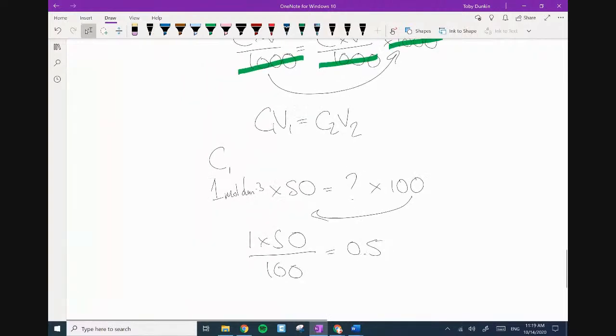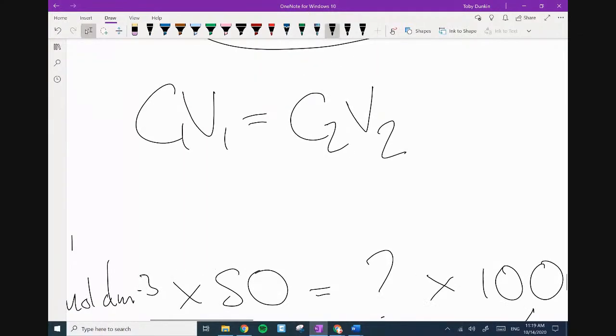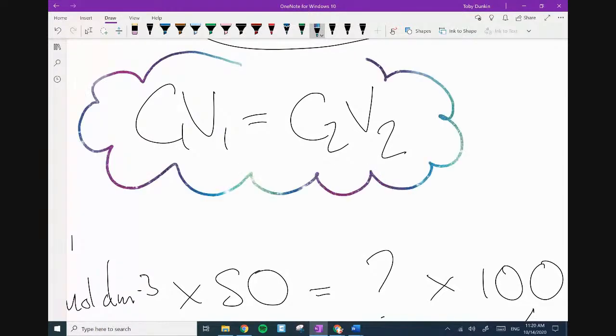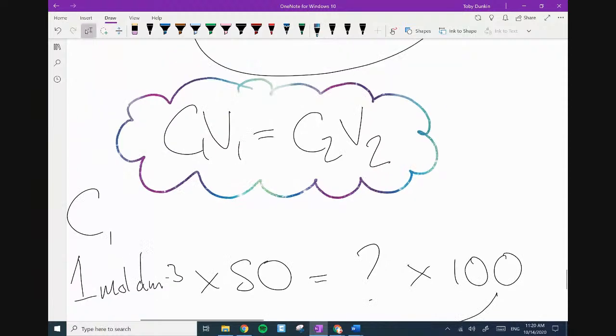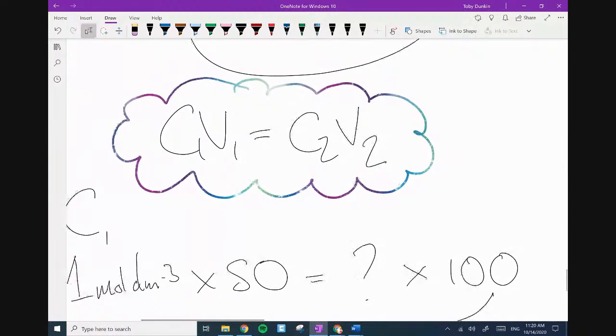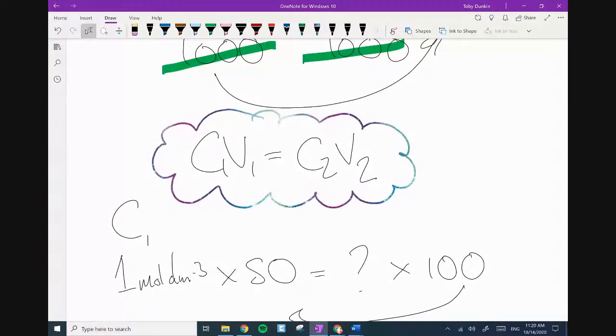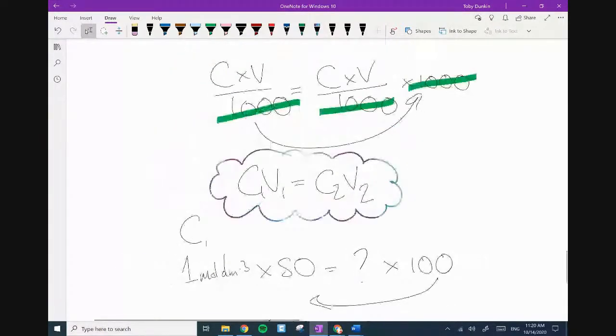Isn't that amazing? I love this equation. Oh my God. It's the most useful thing I will ever teach you. You may even use it in everyday life. I highly doubt it. But you can. It's a really cool equation.